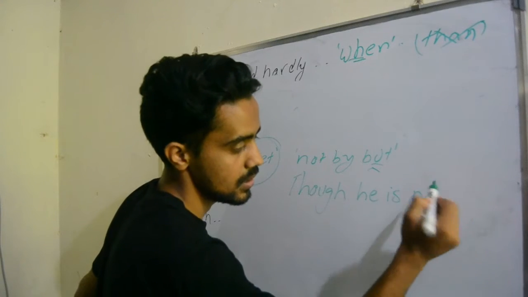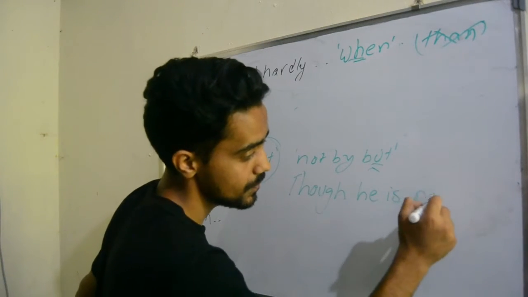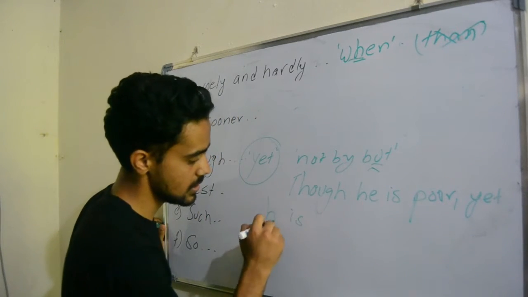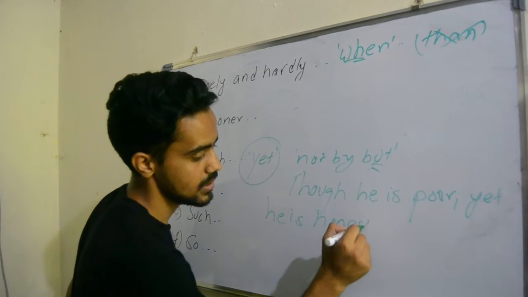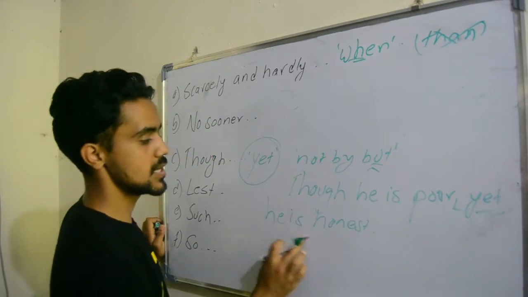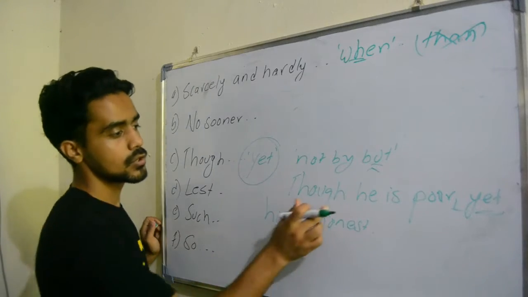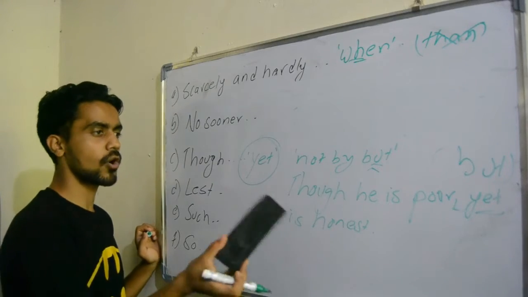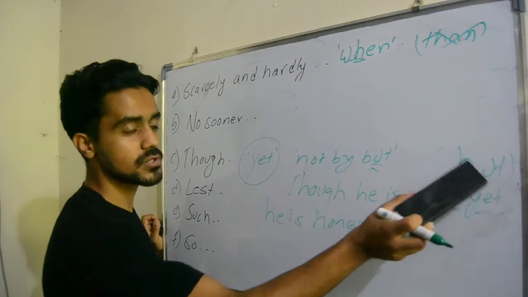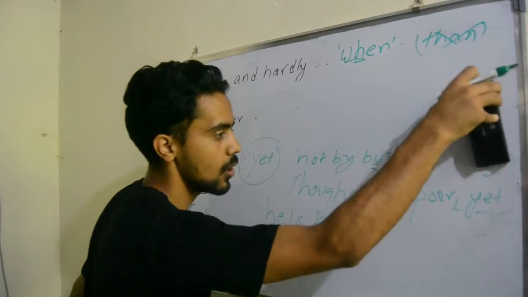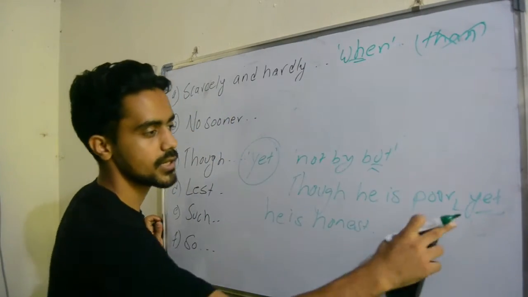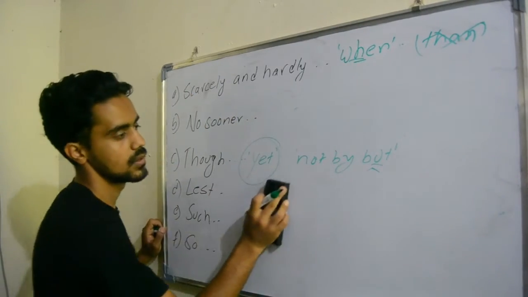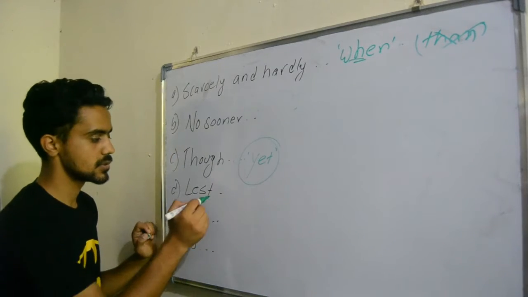Though he is poor, yet he is honest. Right? Most of the students get confused and, after though he is poor, they use but here: but he is honest. It seems compatible, because when we speak, but sounds very familiar, but no, but will always be the wrong answer. The correct answer will be yet. So be careful while solving problems on though. Right? And let's move on to lest.